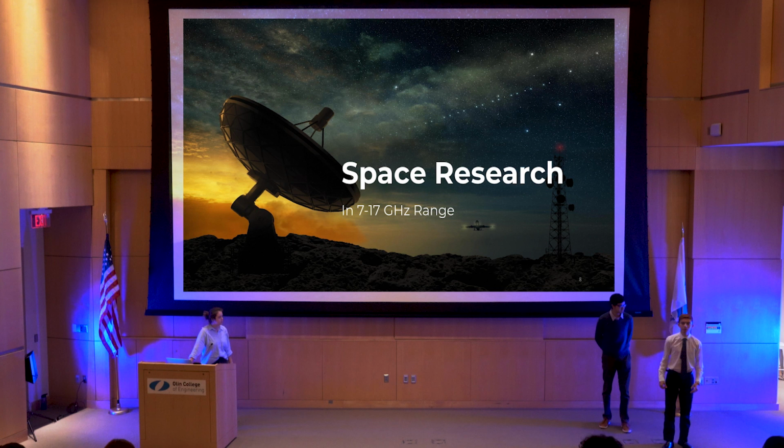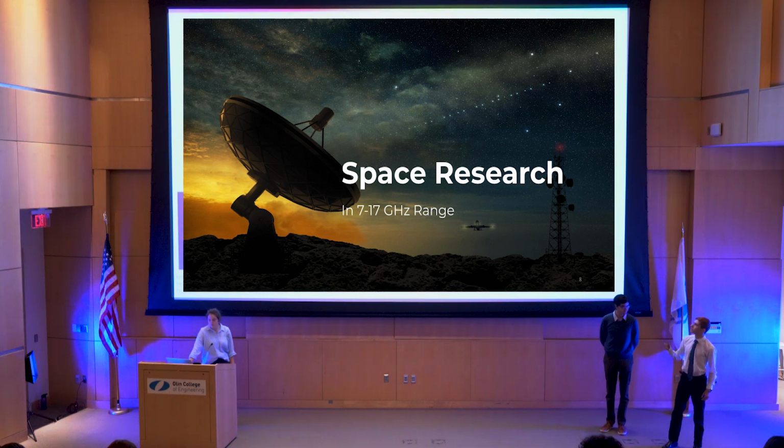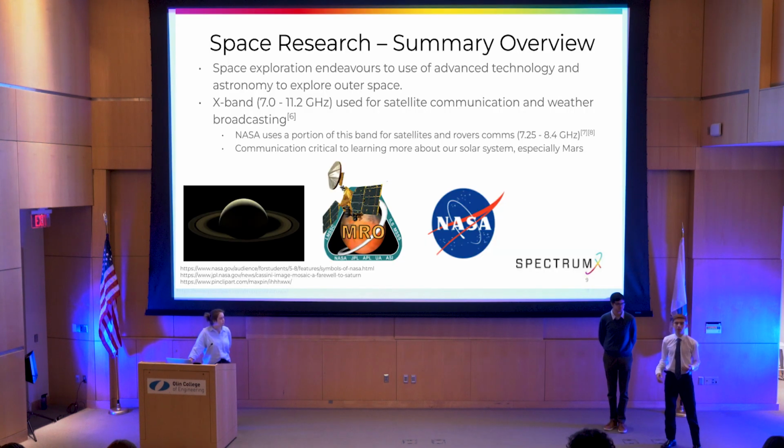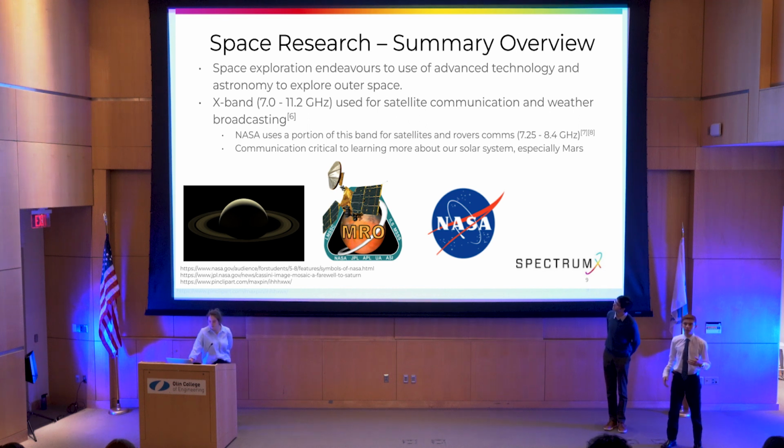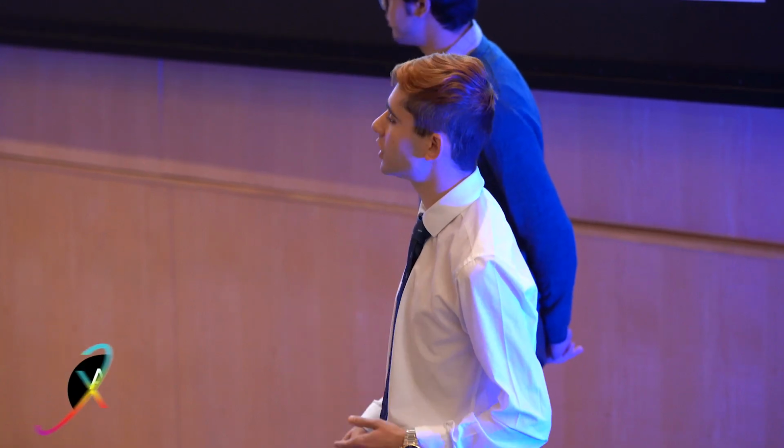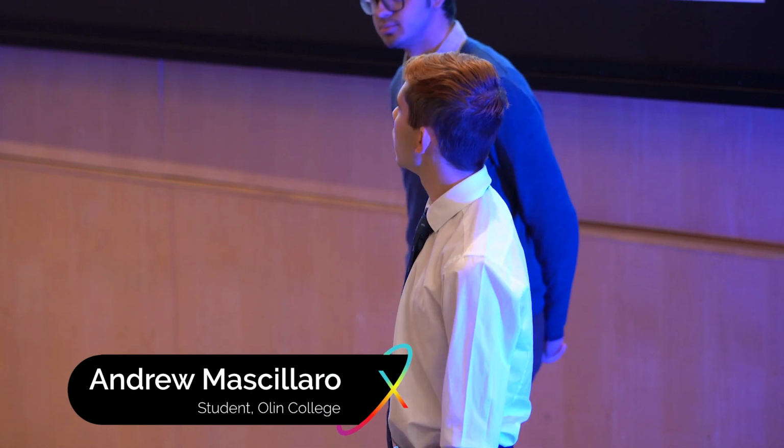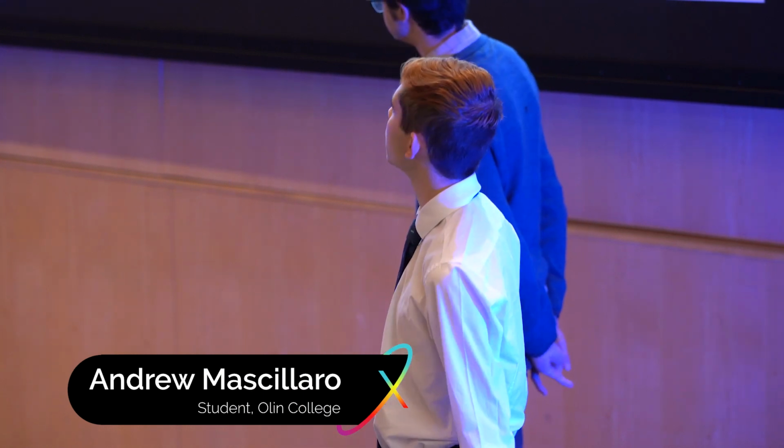So now we're going to take a moment to discuss space research. Space research generally takes place in the 7 to 8.4 gigahertz band. That is where NASA is. That is a more specific range than where all of space research is, but it generally takes place in the X band. It's used for NASA's rovers, for NASA's communication, and also for satellite communication in general and for weather broadcasting.